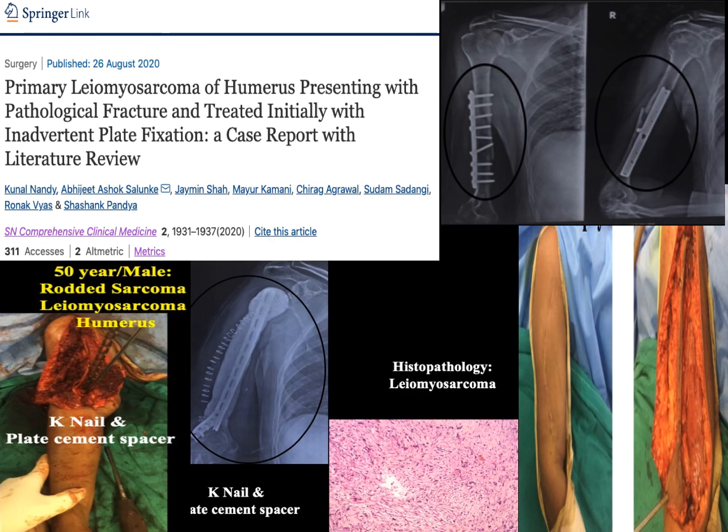We would like to share our case of primary leiomyosarcoma of the humerus, which presented with a pathological fracture, and plating was done inadvertently by the treating surgeon, and it turned out to be a sarcoma. The patient was treated with chemotherapy and wide excision of the tumor was done, followed by a nail plate cement spacer, and limb salvage surgery was performed. So can this be avoided? Yes, this can be avoided with the use of proper clinical history and radiographic evaluation.